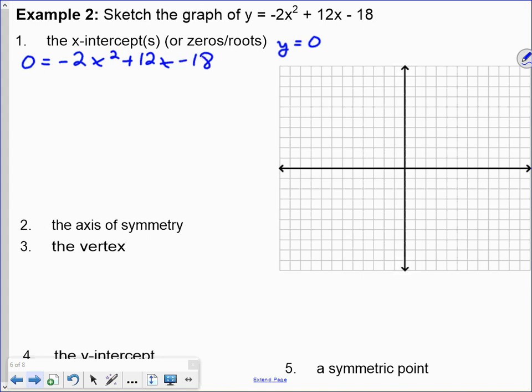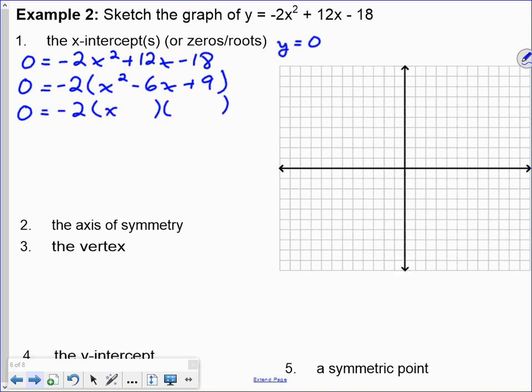And we're going to factor this. Now this one's a little bit trickier to factor. We want to first check for a common factor. I'm going to factor out a -2, leaving me with x squared minus 6x plus 9. And then in brackets, we have a trinomial that we can factor.